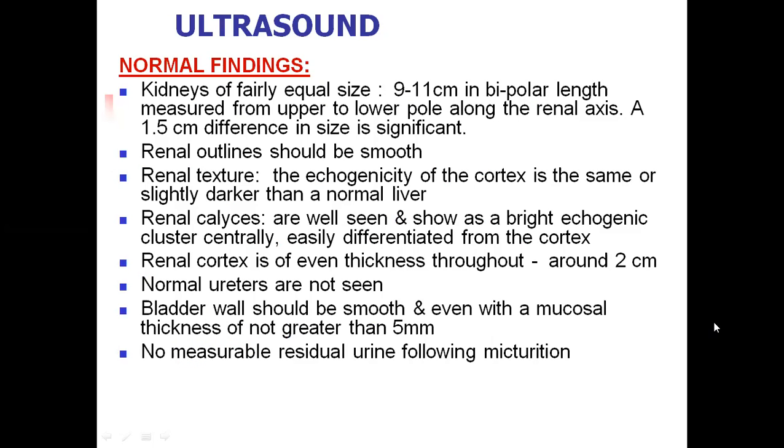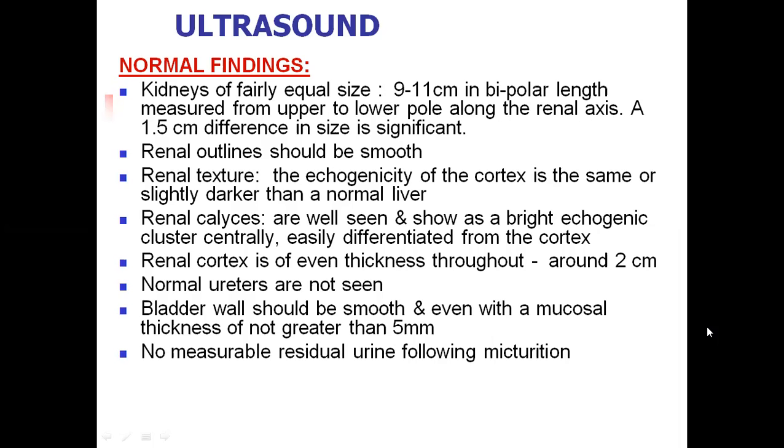Normal findings on ultrasound examination. Kidneys should be of fairly equal size, about 9-11 centimeters in bipolar length, measured from the upper to lower pole along the renal axis. A 1.5 centimeter difference in size is significant. If less, nothing special. Renal outlines should be smooth and regular.